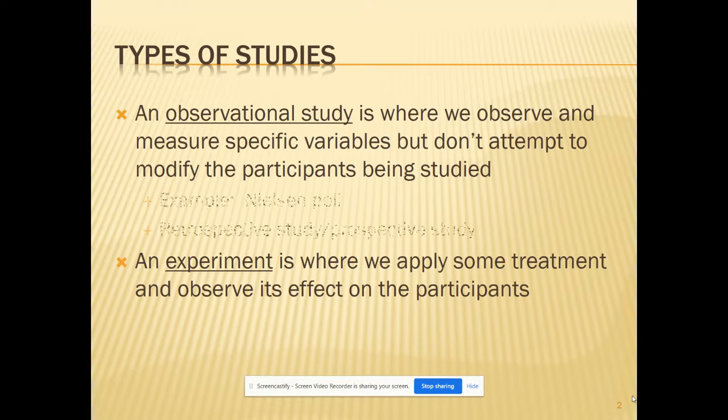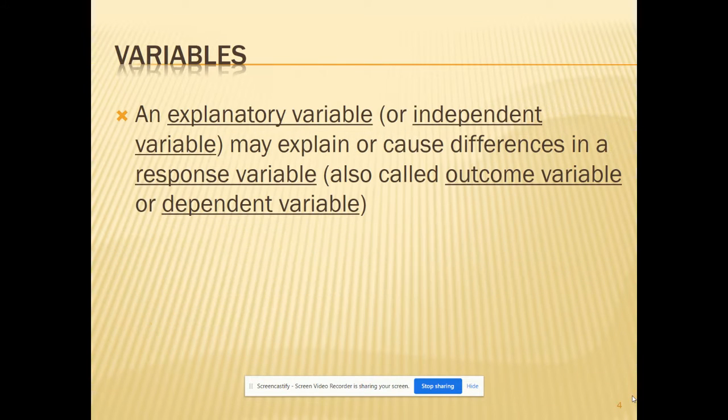Okay, now let's talk about variables. So an explanatory variable or the independent variable is what we think might affect a change in another variable. It might explain or cause the differences in the response or outcome or dependent variable. We can refer to that anyway, right?